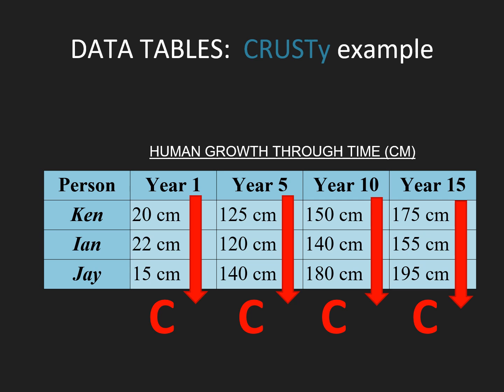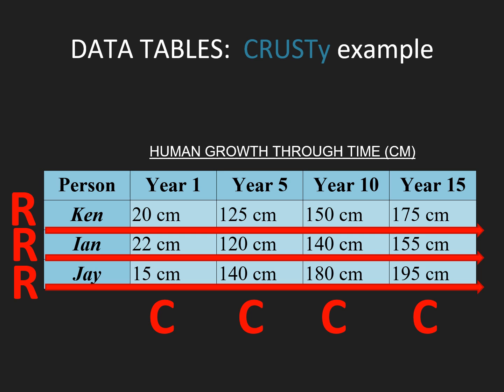So C for columns. Columns are vertical, up and down. Notice in this example, the columns are separating the data by years. Same thing with the R. R is horizontal, and in this case, we are separating by person.